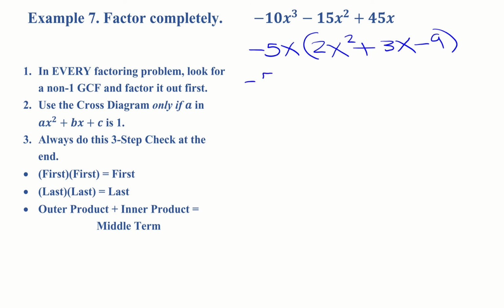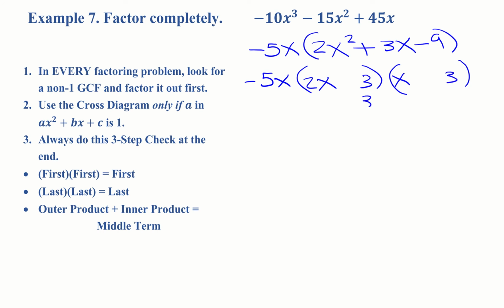So now we're just going to carry the negative 5x and we're going to factor this part out. Shouldn't be too bad because the numbers aren't that large. We should say the numbers don't have that many factors. 9 is composite, but it doesn't have that many factors. All right, so let's try 3 and 3.